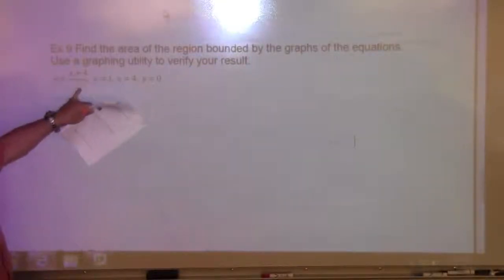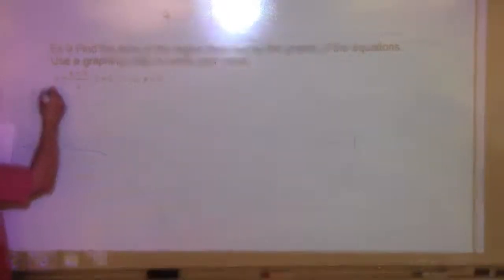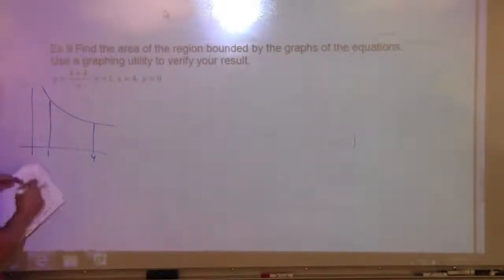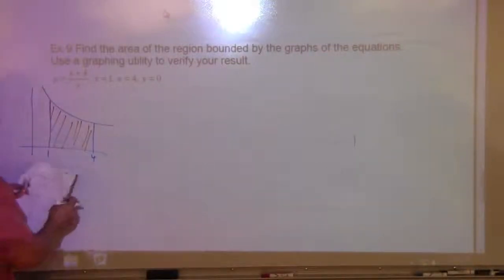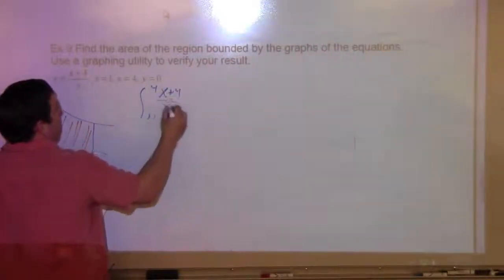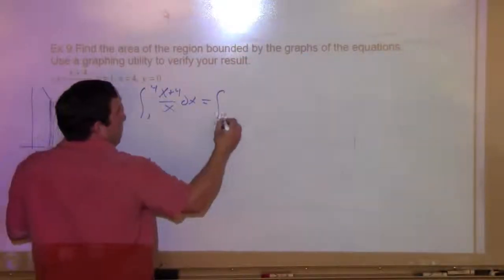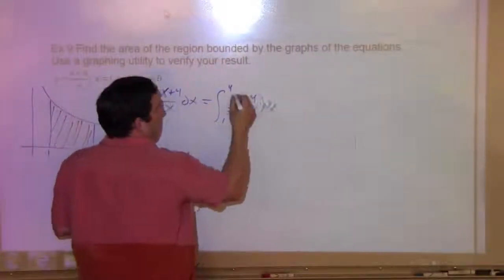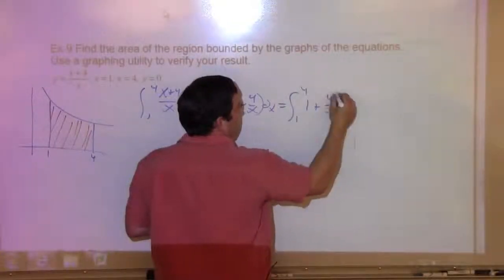So we want, this is our function here, x plus 4 over x. It's a curve like this. X going from 1 to 4. So we have the integral from 1 to 4 of x plus 4 over x dx. Now if we divide it here, that's the integral from 1 to 4 of x over x plus 4 over x dx, which is the integral from 1 to 4 of 1 plus 4 over x dx.